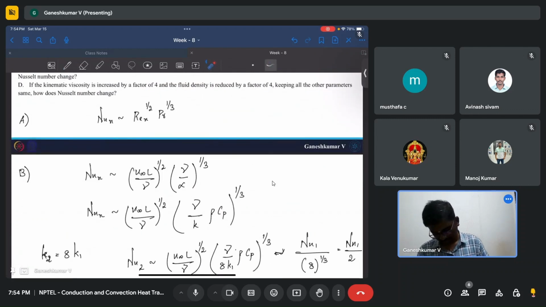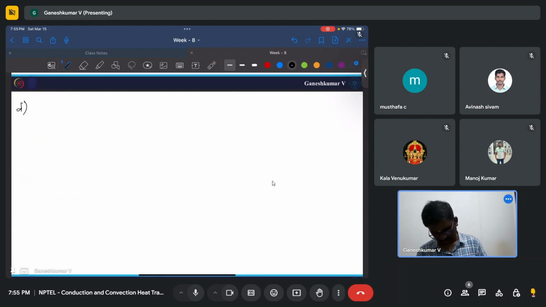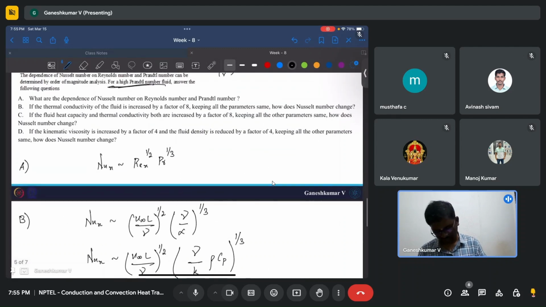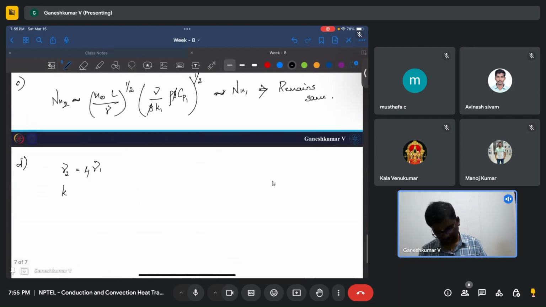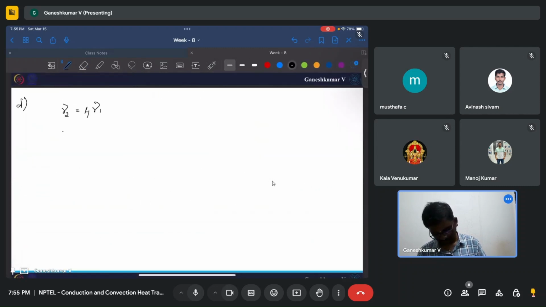All right. Now the final part is, if the kinematic viscosity is increased by a factor of 4 and the fluid density is reduced by a factor of 4, one is increasing, the other is decreasing, keeping all the parameters the same, how does the Nusselt number change? Let's calculate. Kinematic viscosity is increasing by a factor of 4, so it is 4 times mu1, and the other one is fluid density reduced by a factor of 4, so rho 2 is rho 1 by 4.